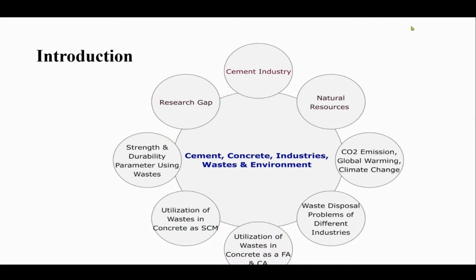So whenever waste and concrete come into the picture, there will definitely be a discussion of natural resources, because concrete production means many natural resources are needed to manufacture concrete ingredients. Concrete production and cement production: 1 ton of cement production generates 1 ton of CO2 emission in the environment, and this is very harmful. CO2 emission leads to global warming and climate change.